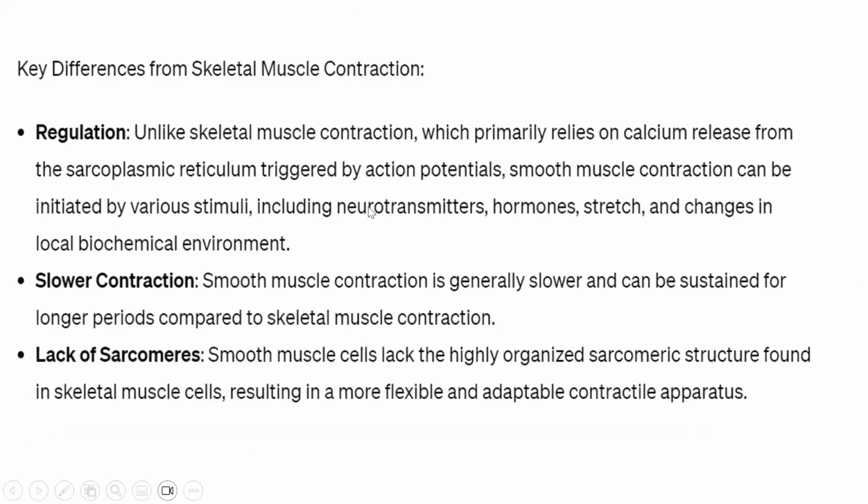Okay, you can read this. It's the differences between skeletal muscle contraction and smooth muscle contraction. In skeletal muscle, the regulation was only calcium from the action potential, but here calcium can come from neurotransmitters, hormones, stretch, and the calcium channels that we discussed. In skeletal muscle, it was the dihydropyridine and the ryanodine receptors because of the action potential or the depolarization wave. In smooth muscles, it was the voltage gated and the mechanically gated channels.